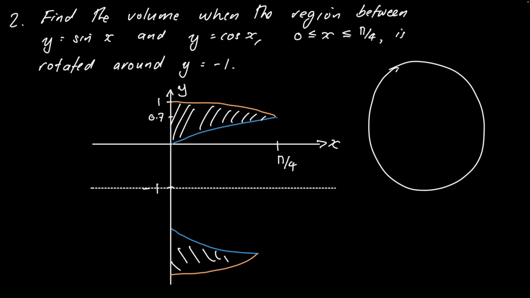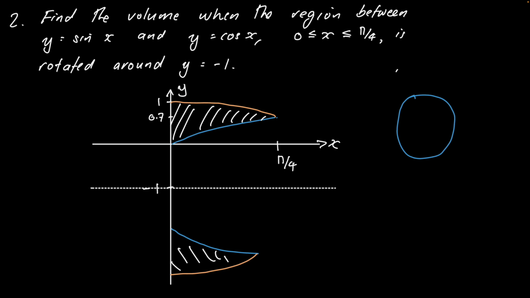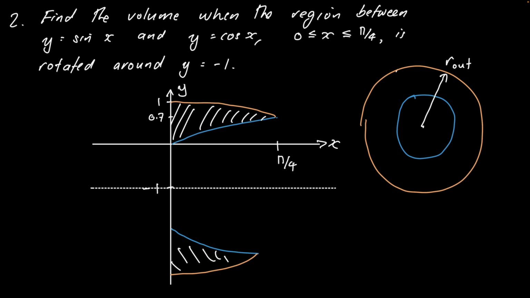So the inner shell is going to be that blue one from the sine graph. The outer shell is going to be that orange one from the cosine graph. And basically, as we slide along the x-axis, those radii are going to change. So let's call that radius r out, and we'll call this radius r in.